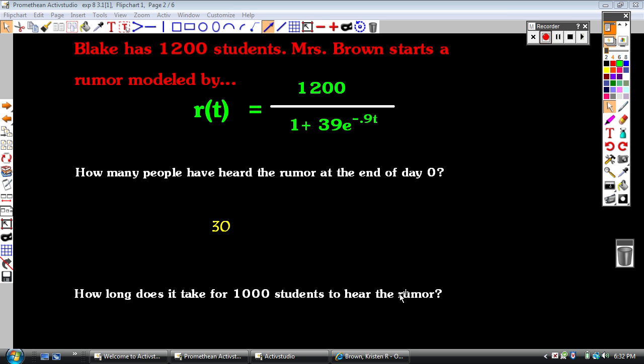So the way we're going to solve this first is we're going to plug this into our calculator. Put your equation into y1, put 1,000 into y2. Graph the function so you can see the intersection. Then calculate the intersection and find out how long it takes for 1,000 students to hear the rumor.